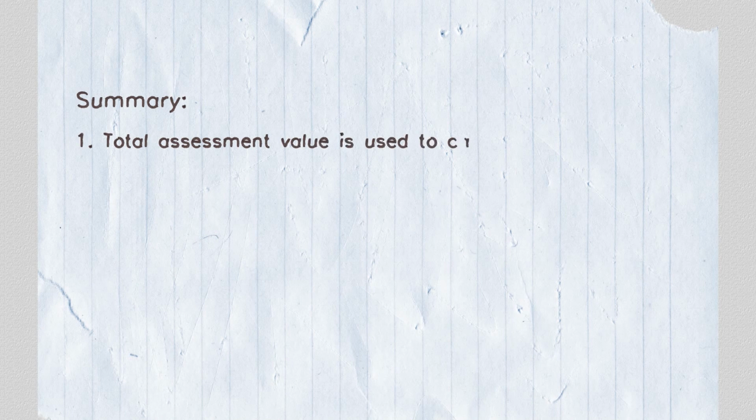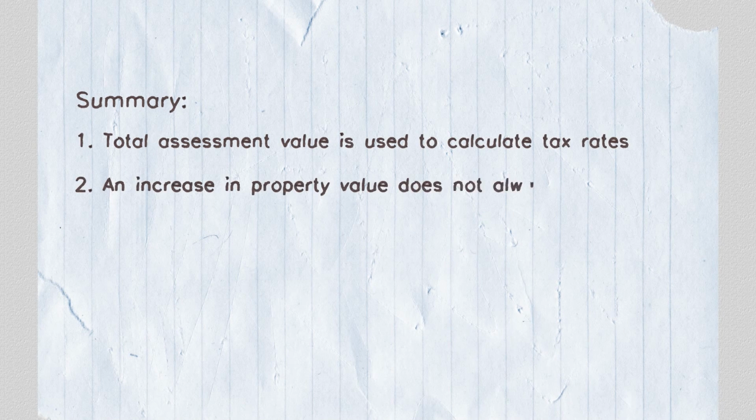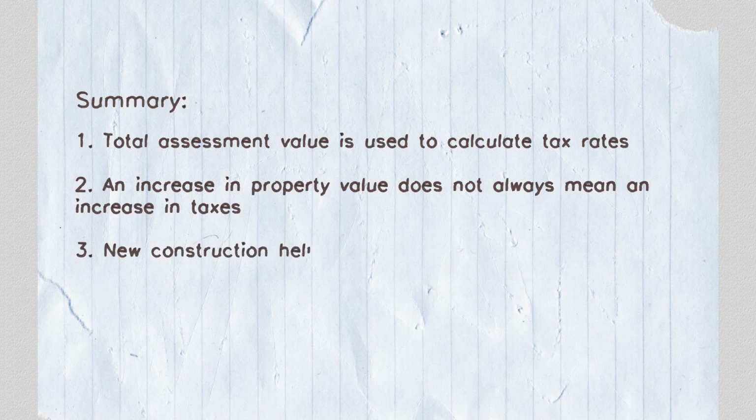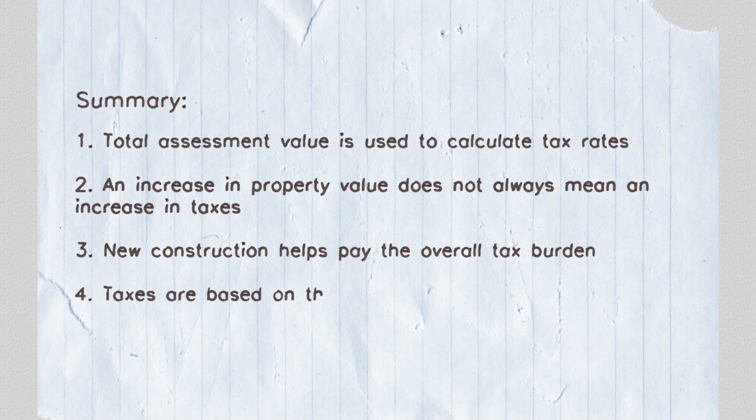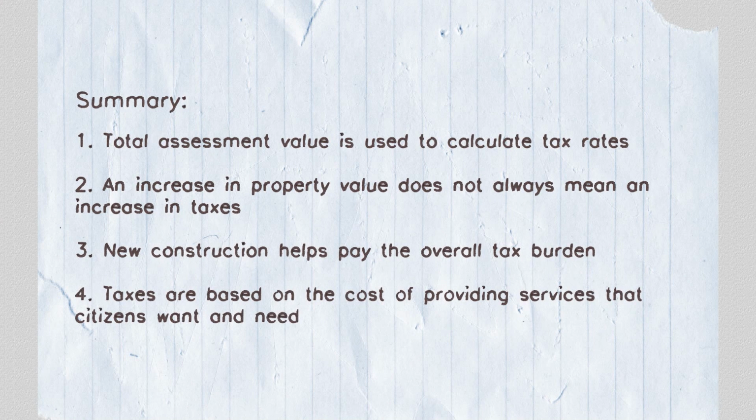This is a hypothetical representation of how the process works. The key points are: 1. Total assessment value is used to calculate tax rates. 2. An increase in property value does not always mean an increase in taxes. 3. New construction helps pay the overall tax burden. 4. Taxes are based on the cost of providing services that citizens want and need. And that explains how assessment and taxation works.